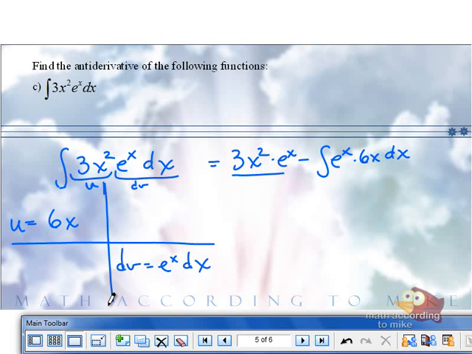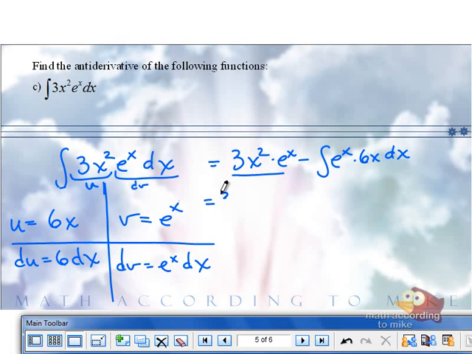What is the derivative of 6x? 6 dx. Very good. What is the antiderivative of dv? V, antiderivative of e to the x. E to the x. Please be careful.